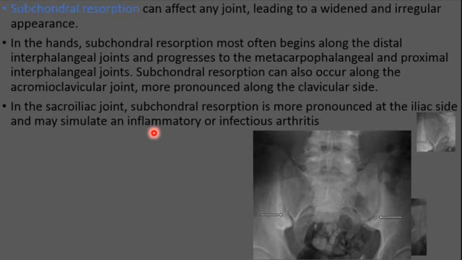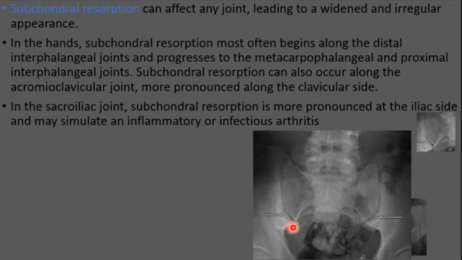Subchondral resorption can also occur along the acromioclavicular joint. It is most pronounced along the clavicular side, while in the sacroiliac joint, subchondral bone resorption is more pronounced at the iliac side, and may simulate inflammatory or infectious arthritis.